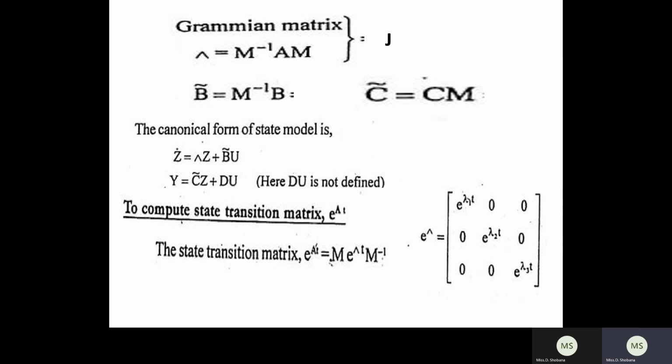So, simple formulas: M is the modal matrix, which can be obtained by two methods. One is by using the Vandermonde matrix, which is nothing but the rows 1 1 1, lambda 1 lambda 2 lambda 3, lambda 1 squared lambda 2 squared lambda 3 squared. M inverse will be the cofactor of M divided by the determinant of M. These are the important formulas which will be used to solve the problems of controllability and observability in Gilbert's and Kalman's tests.